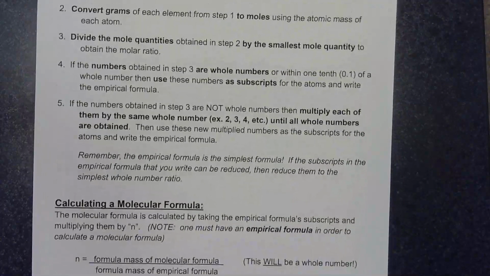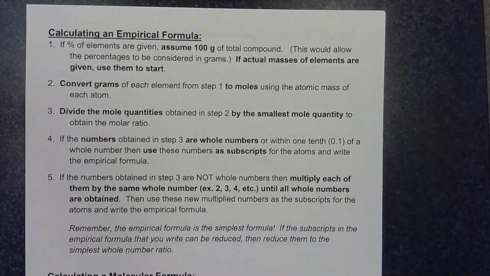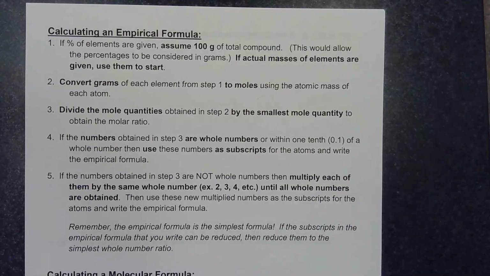Now, it looks like it's this long, long process, but I've basically spit it out into little sections, and it's super simple to do. And so here are the rules for calculating an empirical formula as well as calculating a molecular formula. So the first thing it says is if percentage of elements are given, you assume 100 grams of total compound.